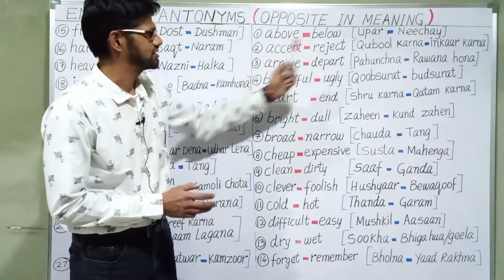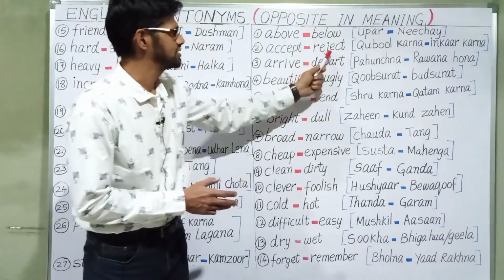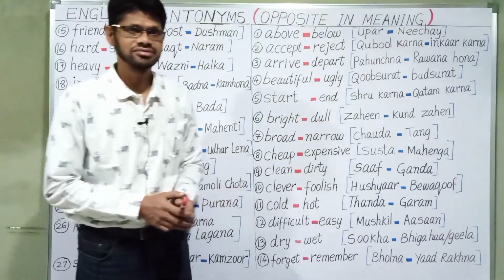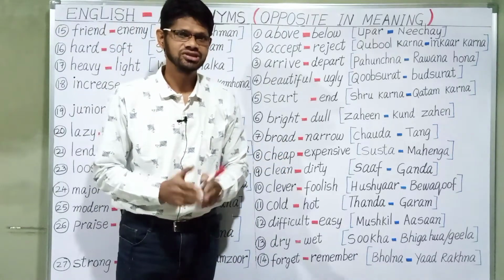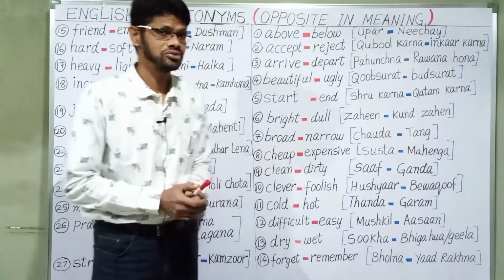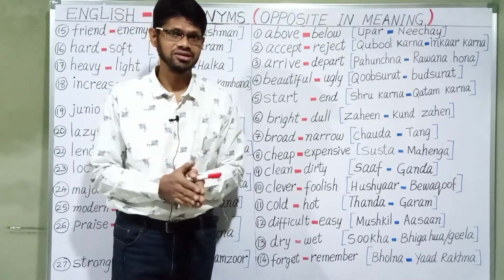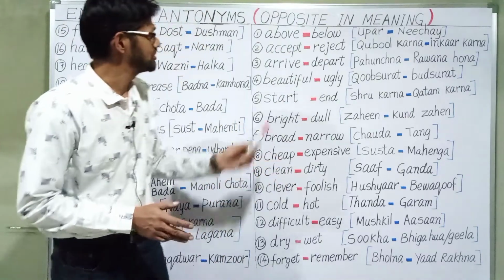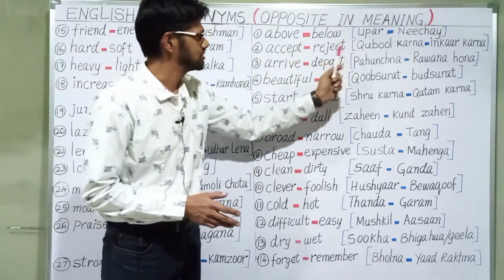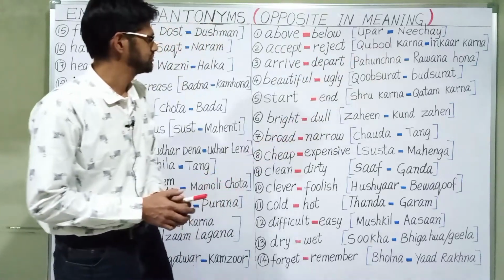Accept, reject. Accept, कबूल करना. Reject, इनकार करना. She has accepted my proposal. He has rejected his proposal, or he has rejected her proposal. So this is accept and reject. Accept, कबूल करना. Reject, इनकार करना.